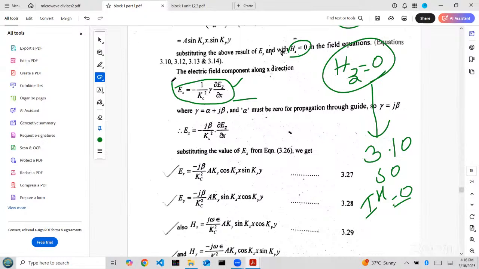Understood? Yes, ma'am. In 3.10, Hz is to be set to 0. Then we will get Ex.